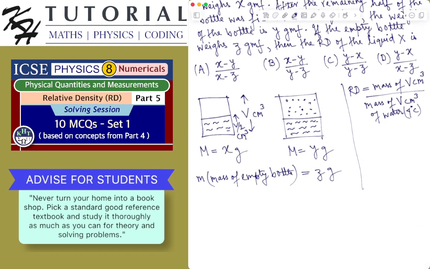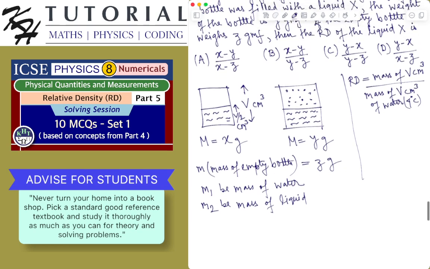Let's say m1 be the mass of water, that is, the mass of water having a volume of half the volume of the bottle, and let's say m2 be the mass of the liquid. Also, the volume of the liquid is half the volume of the bottle.